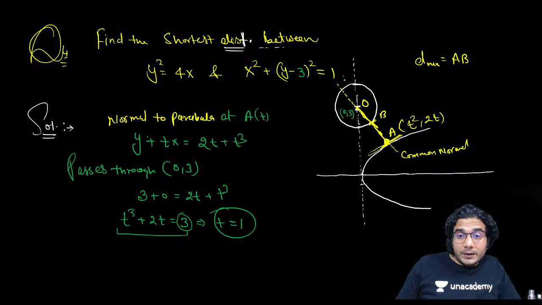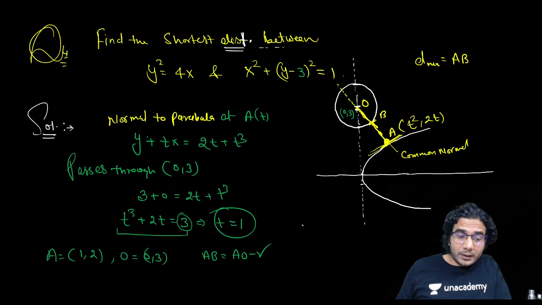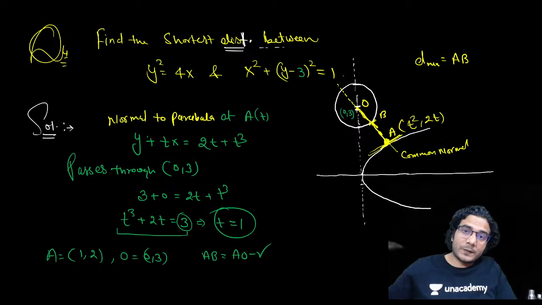So t is equal to 1 and slope of this normal will be minus t, which is minus 1. So coordinates of point A, now we have got A. A is 1 comma 2 and O is already known, O is 0 comma 3. So shortest distance AB is equal to AO minus radius. You don't need to find B. First find the distance of A from center of the circle and then subtract radius. So B is not required at all.